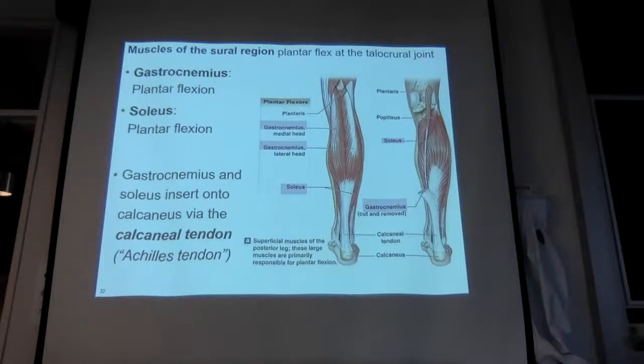If you pointed out, like my teachers, you had to know from here all the way down, anterior and posterior.